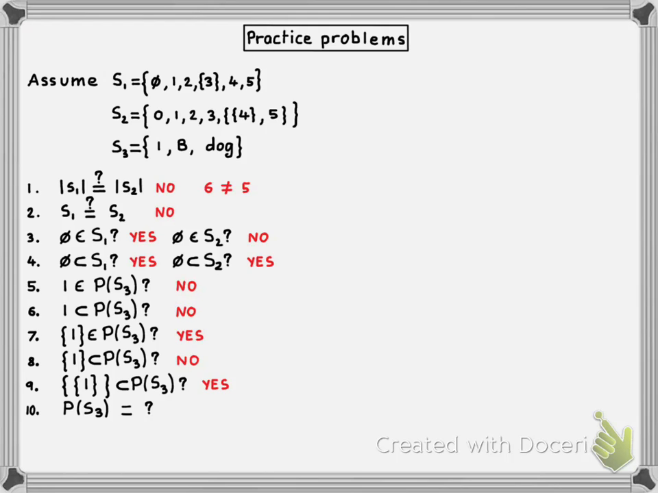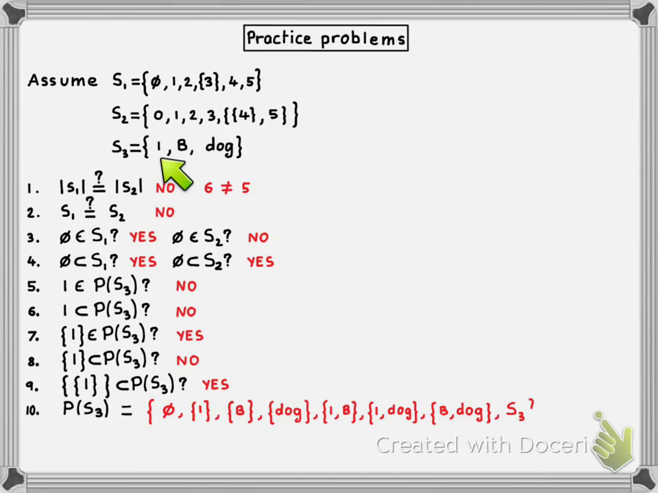Well, let's list them in order from smallest in terms of cardinality to largest. Obviously, the empty set is going to be a subset of S3, so it will be the first one listed. Then we're going to consider all the singleton sets, namely the set containing 1, the set containing B, and the set containing dog. That's another 3 elements. And then we're going to consider the sets with 2 elements, namely {1, B}, {1, dog}, and {B, dog}. That gives us another 3 elements right here.